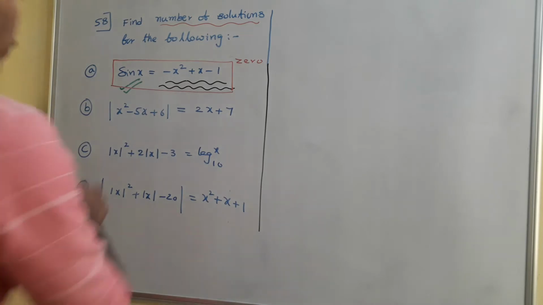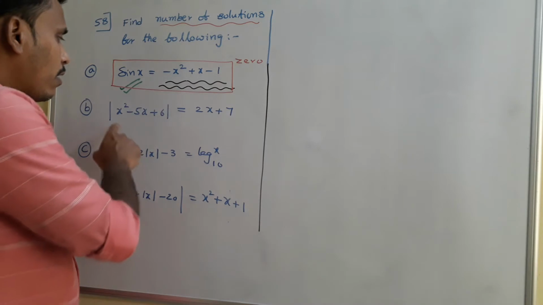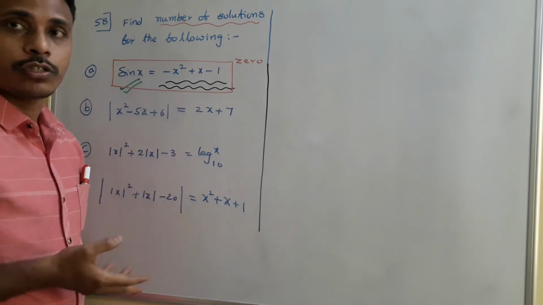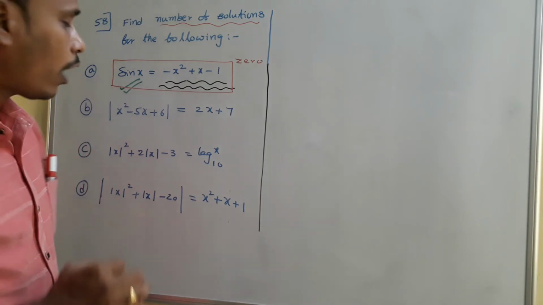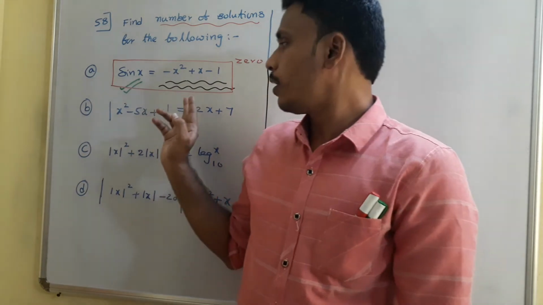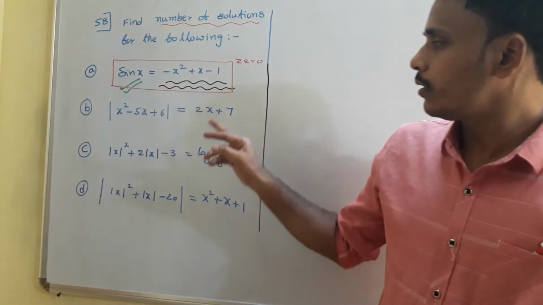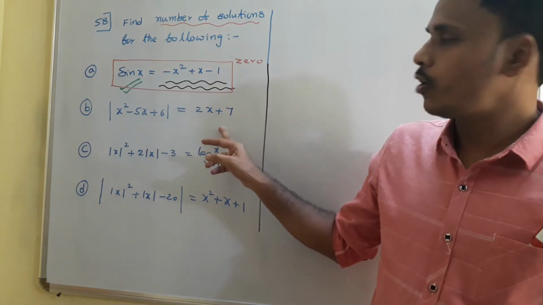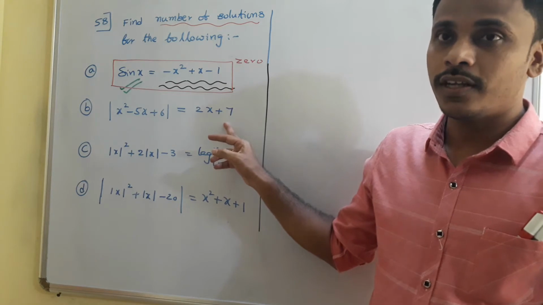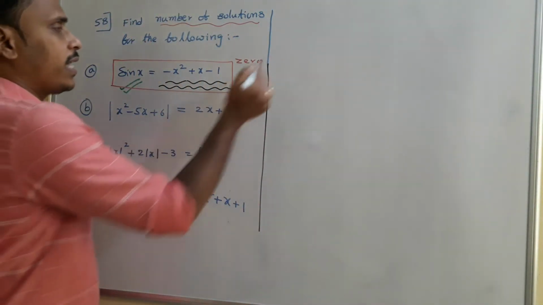Then the next problem: modulus of x squared minus 5x plus 6 is equal to 2x plus 7. For this problem again, we need to find the number of solutions. No need to find the exact values. To find the number of solutions, first of all, sketch the graph of the left side, the modulus of the quadratic, and the right side, 2x plus 7. 2x plus 7 is a linear expression, I think you all know.